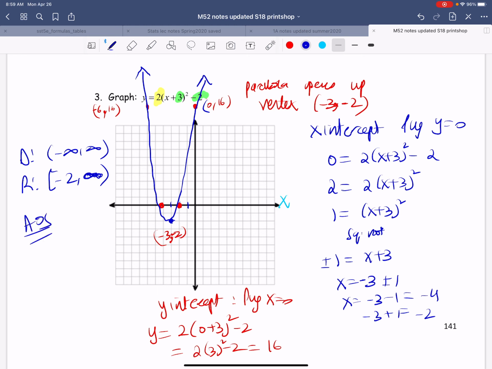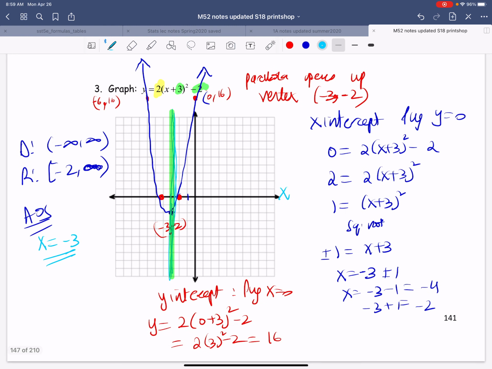And axis of symmetry, in this case, is going to be the line passing through the middle of my parabola, which is this line. If I fold along this line, I will have two congruent parts. x equals -3 is my axis of symmetry, and that's all in here.